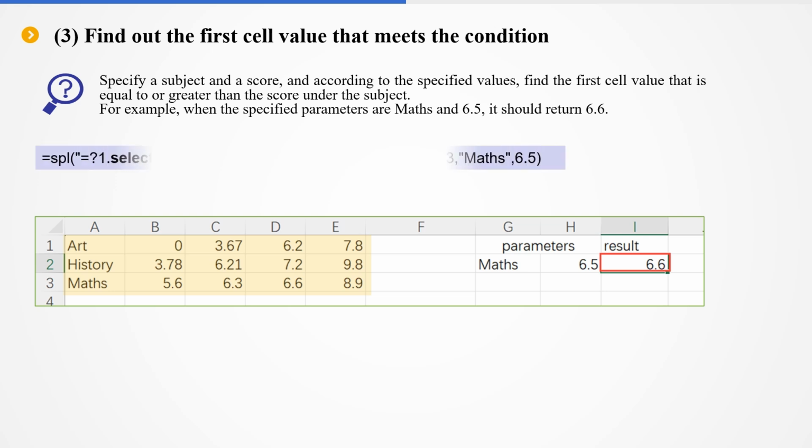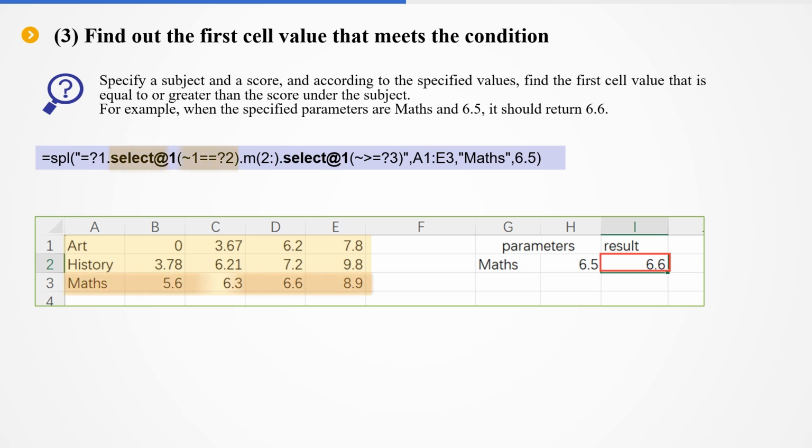Write the formula in I2. Question marks 1, 2, 3 represent the 3 parameters respectively. Selected 1 function means to find out the first member that meets the condition. The first selected 1 is to find out the row whose subject name is maths. The M function is to get the score values of this row. The second selected 1 is to find out the first score that is greater than 6.5 from the scores in maths and return the result of 6.6. In the formula, tilde represents the current member, and tilde 1 represents the first child member of the current member.